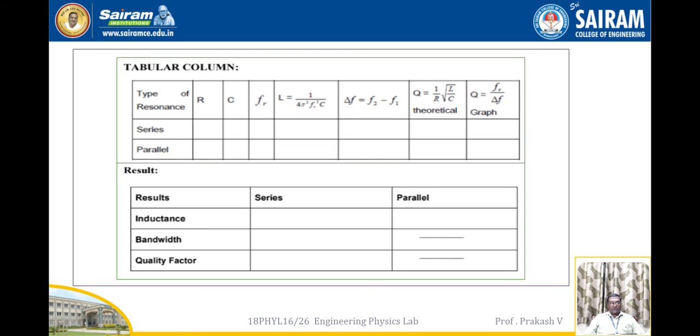And here is a tabular column. It contains resistance, capacitor, resonance frequency, and then L equal to 1 by 4 pi square Fr square C. Finally, the bandwidth delta F is equal to F2 minus F1, and the quality factor Q is equal to 1 by R into square root of L by C, and by the graphical method, the quality factor Q is equal to Fr by delta F. For series, we are going to determine all the parameters, and for parallel, we are going to calculate up to the inductance value L. Finally, the result is recorded in the result column.